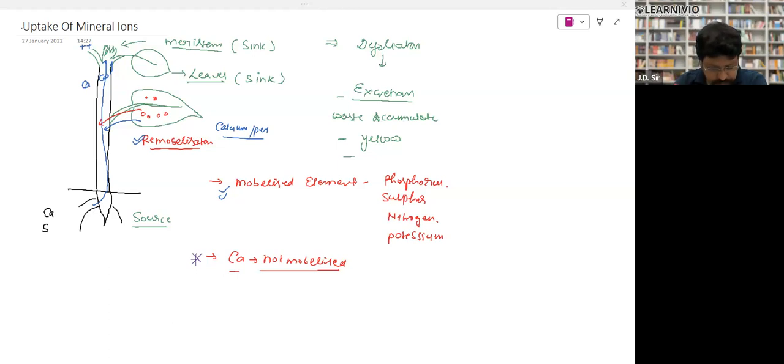So please note down. Minerals exist in the soil as ions, which cannot directly cross the cell membrane. Full stop.